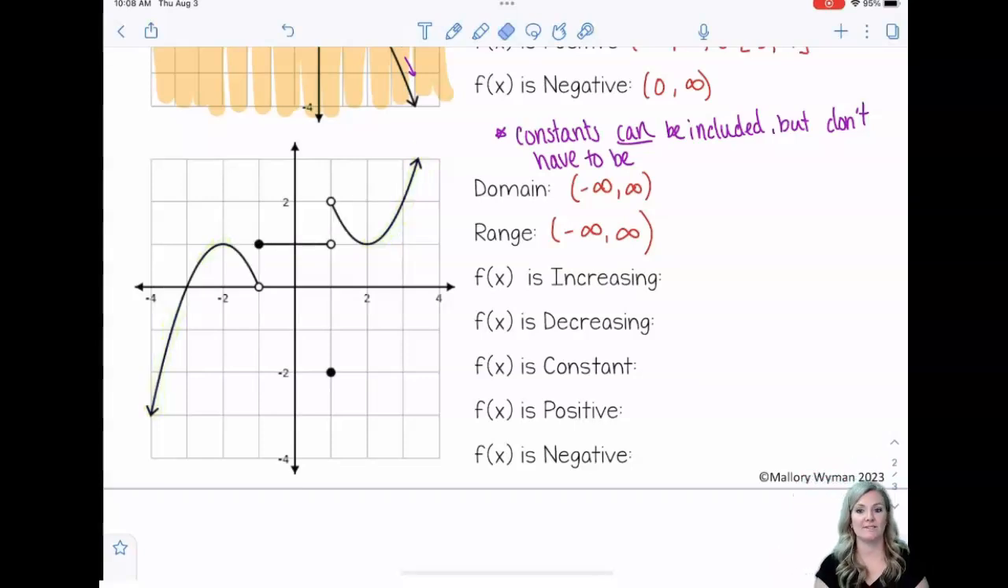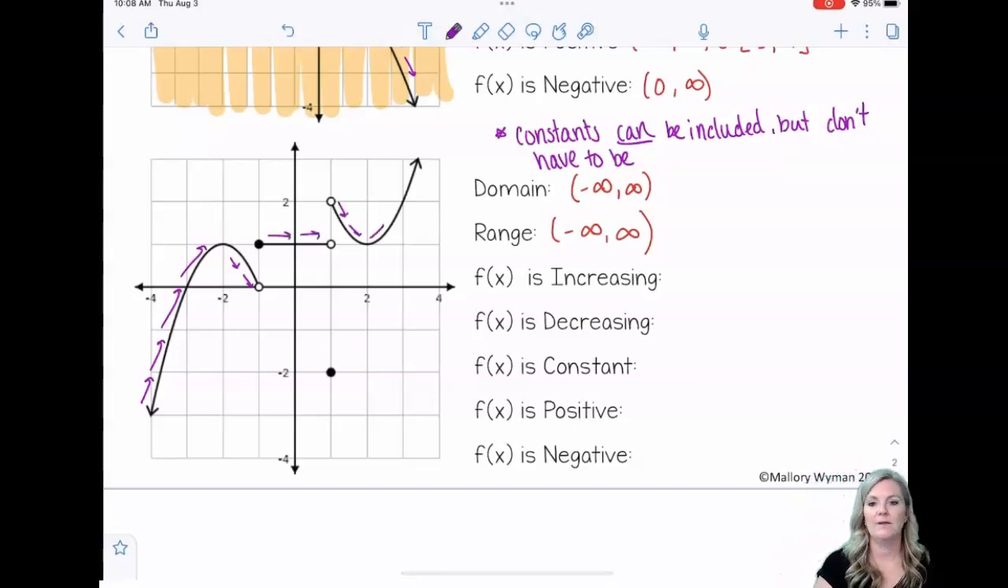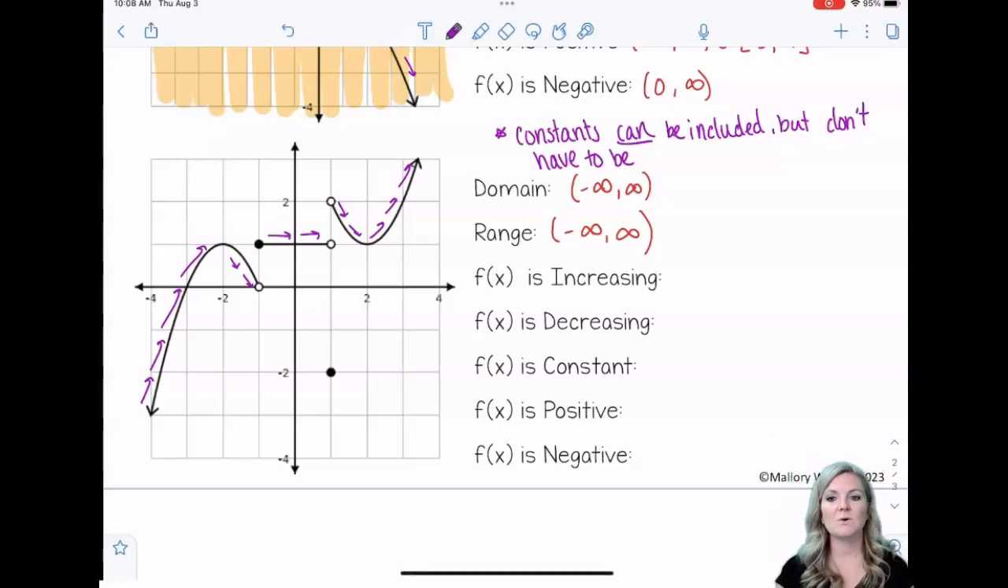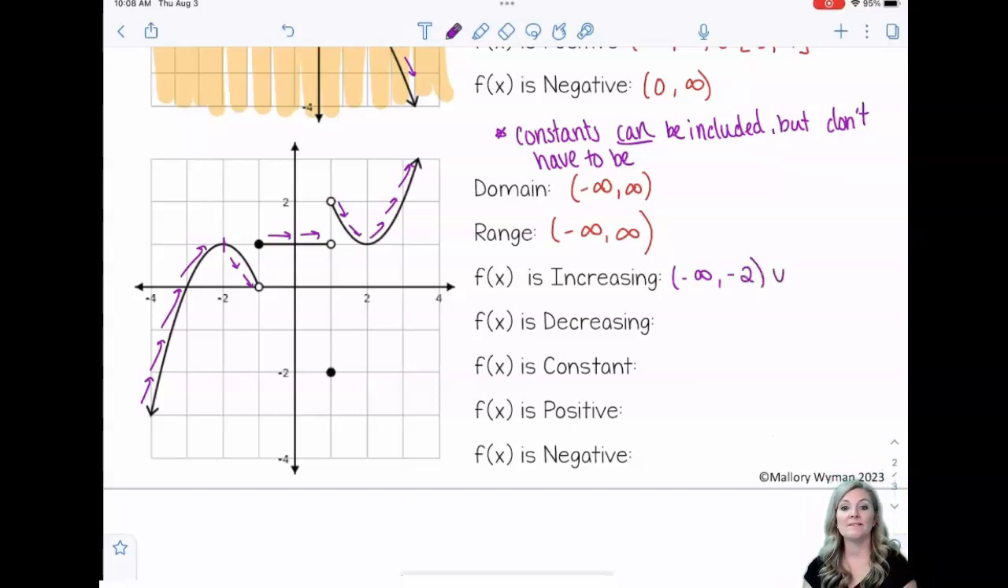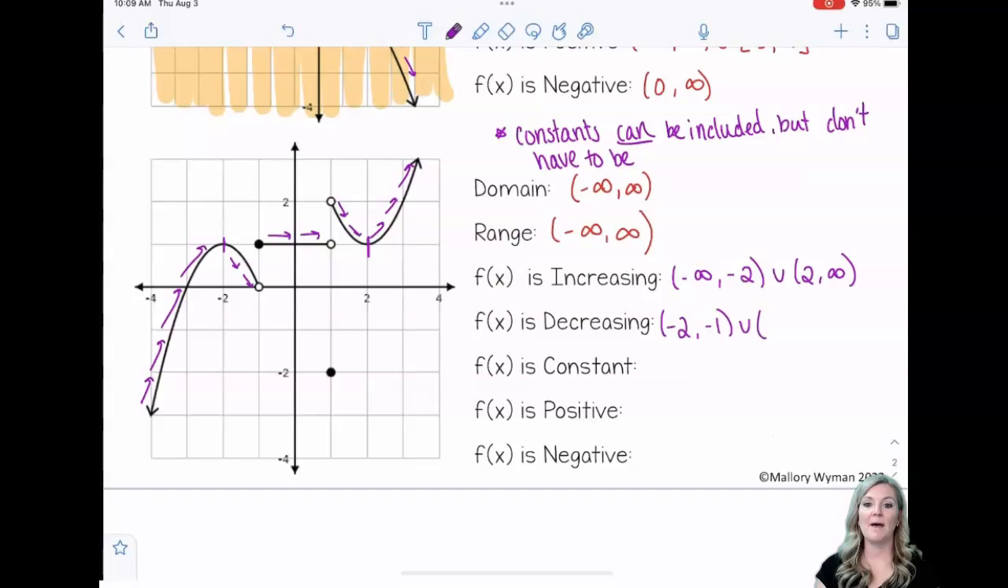Now, where is this increasing? Where is it going uphill? I'm going to draw some arrows through all of this so we can see what's happening. There's where it's going uphill, then it's going downhill, then it's going across, then it is going downhill, and then back going uphill. So where is this increasing? The first one is at negative infinity to negative 2. And again, negative 2, it's not increasing nor decreasing. Vertexes are not included. And then where is it picking back up, increasing again at positive 2 to infinity? Where is it decreasing? I have 2 of those. So it is decreasing from negative 2 to negative 1, picking back up at 1 and going to 2.